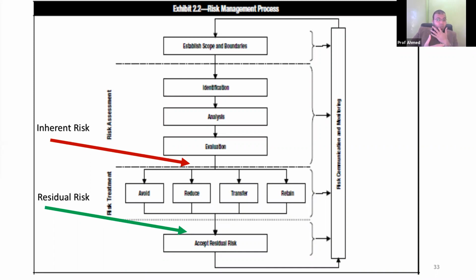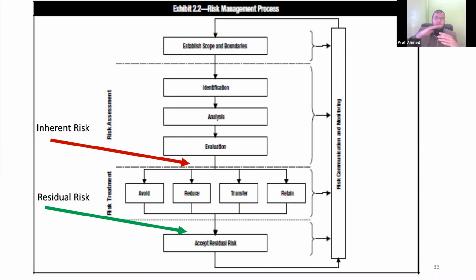So what is the meaning of avoid the risk? Avoid the risk means don't do the activity. For example, avoid the risk of website hacking: don't have a website. Avoid the risk of a Facebook account being hacked: don't have an account on Facebook. Avoid the risk of accidents by airplane: don't take an airplane, don't fly. This is avoiding the risk.